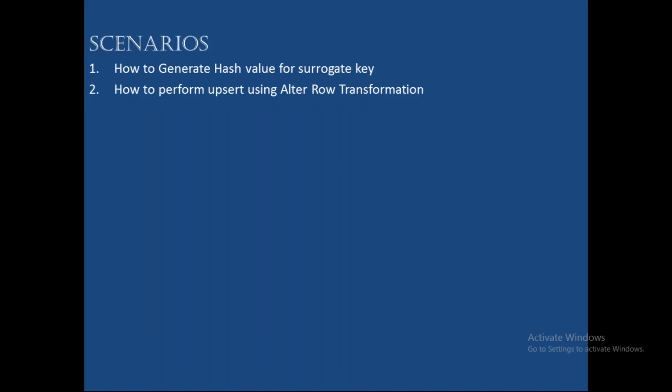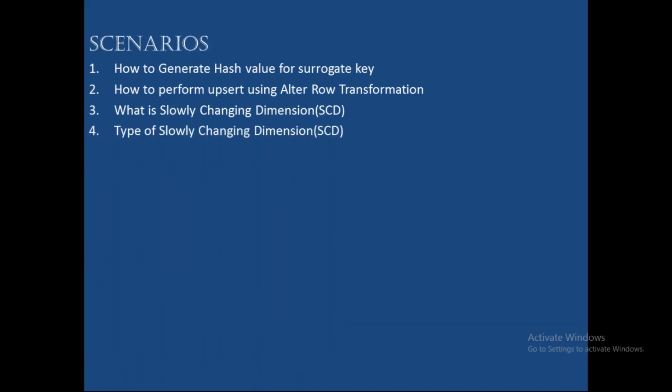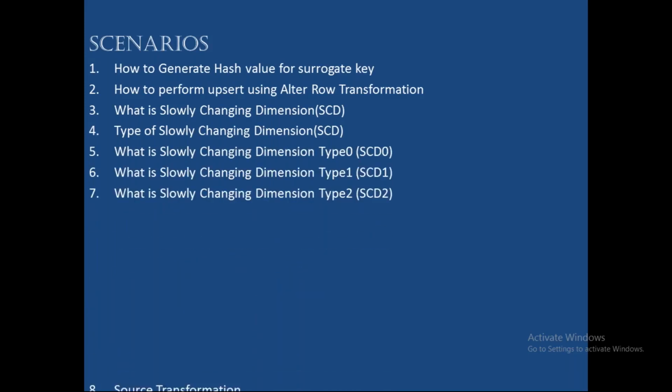Next, how to perform upsert using alter row transformation. We already have seen how to do the upsert. We need to do the upsert today. Next, what is slowly changing dimensions? We are going to understand what is SCD. Then types of slowly changing dimensions. What are the different types we have? Then we are going to talk about slowly changing dimension 0, 1, 2.